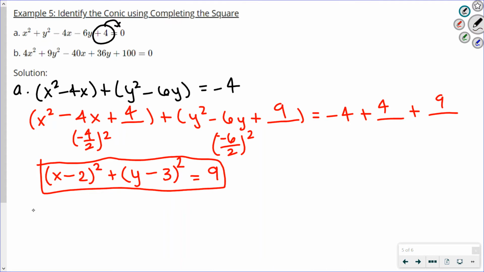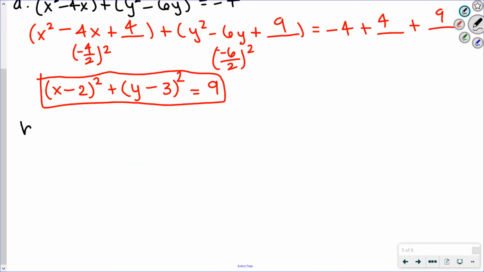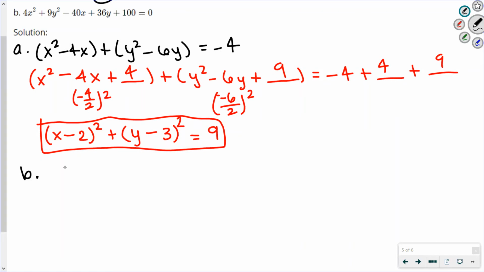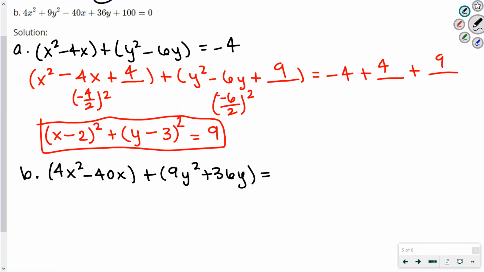Now let's take a look at B. For letter B, we're going to start the same way. We're going to group our x's and our y's. So 4x squared minus 40x plus 9y squared plus 36y. And we're going to move this 100 to the other side.